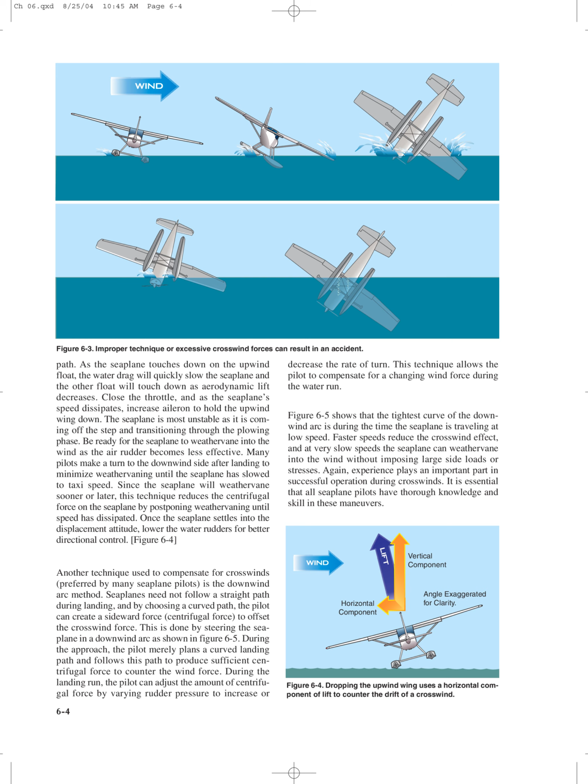During the landing run, the pilot can adjust the amount of centrifugal force by varying rudder pressure to increase or decrease the rate of turn. This technique allows the pilot to compensate for a changing wind force during the water run. Figure 6.5 shows that the tightest curve of the downwind arc is during the time the seaplane is traveling at low speed. Faster speeds reduce the crosswind effect, and at very slow speeds the seaplane can weathervane into the wind without imposing large side loads or stresses. Again, experience plays an important part in successful operation during crosswinds. It is essential that all seaplane pilots have thorough knowledge and skill in these maneuvers.